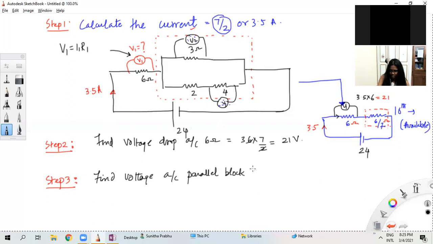Are you with me, ma? And what would that be? What is the concept we have to use there? See, when you have a series, always say V is equal to V1 plus V2. So I know V1 is 21. My V2 is going to be 24 minus 21. Is it okay?